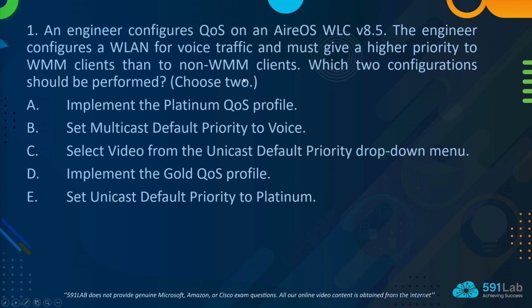So what can we do to give the WMM clients more priority than the non-WMM traffic? Let's see the options that we have. Should we implement the Platinum QoS profile? Should we set the multicast default priority to voice, select video from the unicast default priority drop-down menu, implement the Gold QoS profile, or set unicast default priority to Platinum?